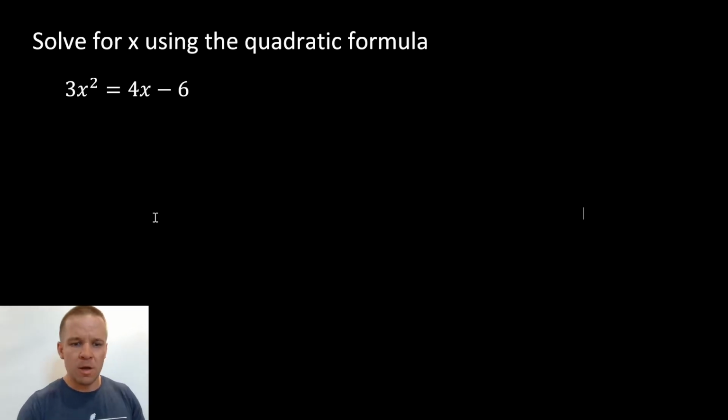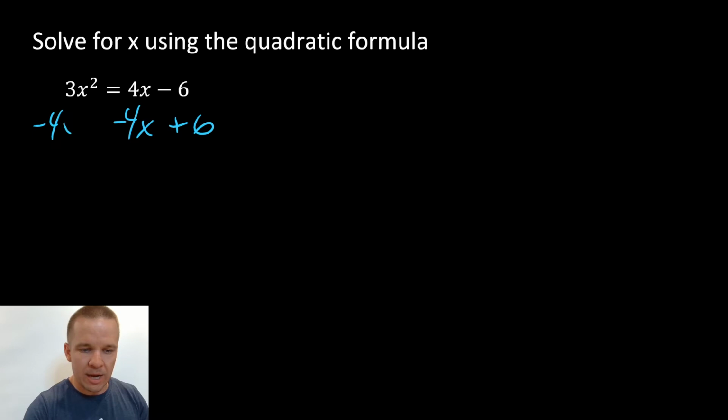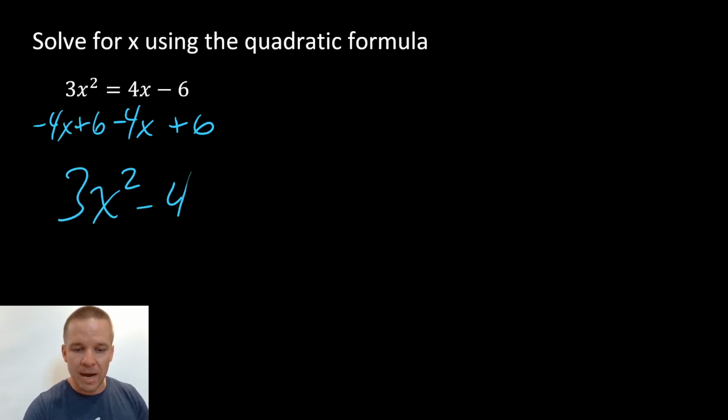This is my video. So I'm going to subtract 4x, and I'm going to add 6 on both sides. So subtract 4x, add 6. So we're going to have 3x squared minus 4x plus 6 equals 0.